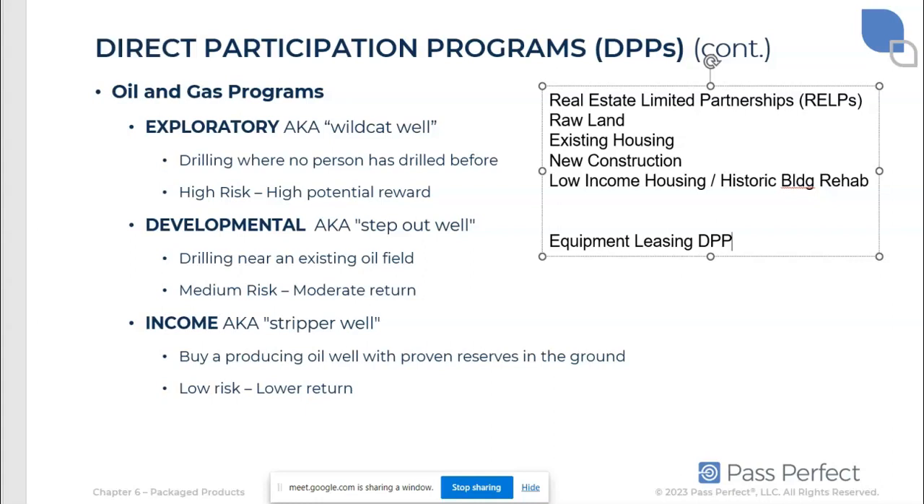Okay, let me write this out for you here. A real estate limited partnership is not a real estate investment trust.